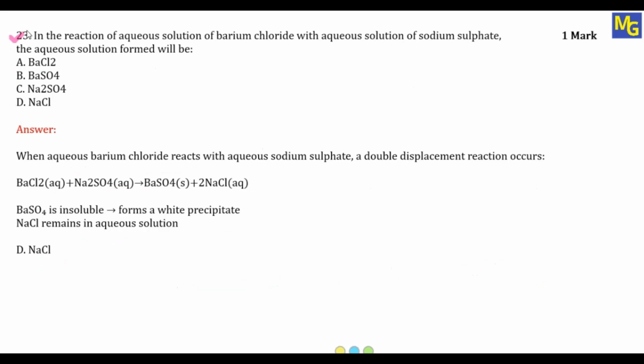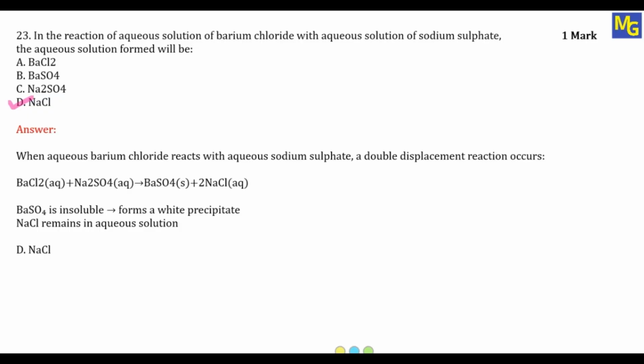Now question number 23: in the reaction of aqueous solution of barium chloride, so barium chloride means BaCl2, with aqueous solution of sodium sulfate. Sodium sulfate is nothing but Na2SO4. If we mix these two aqueous solutions and react them, then in the product, which will be the aqueous solution? Aqueous solution means the substance which is completely dissolved in the water. Here the options are A BaCl2, B BaSO4, C Na2SO4, and D NaCl.